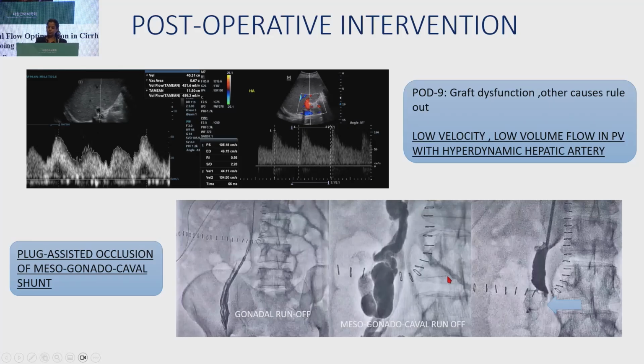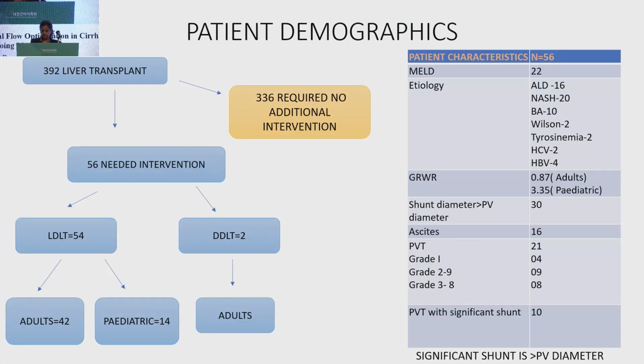This is another patient who had graft dysfunction, and we found that he had a mesogonadocaval runoff and underwent plug-assisted occlusion of the shunt. So in our patient cohort of 392 patients, 336 required no additional intervention at all, and 56 patients required intervention, of which 54 were LDLT and 14 were pediatric LDLTs.